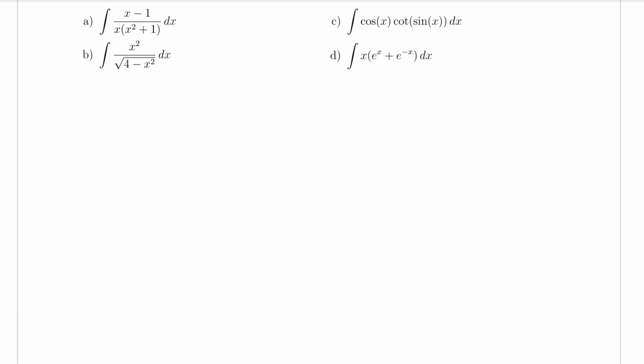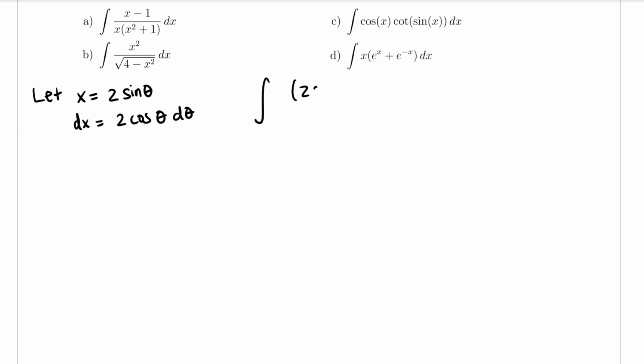All right, so for part B, we have the integral of, our numerator is x squared, our denominator is the square root of 4 minus x squared, and we are integrating with respect to x. This requires trigonometric substitution, and we are going to let x equal 2 sine of theta. And then dx is going to equal 2 cosine of theta d theta. So let's go ahead and rewrite our integral now with those substitutions.